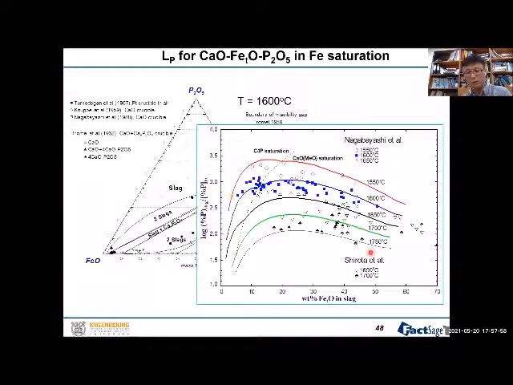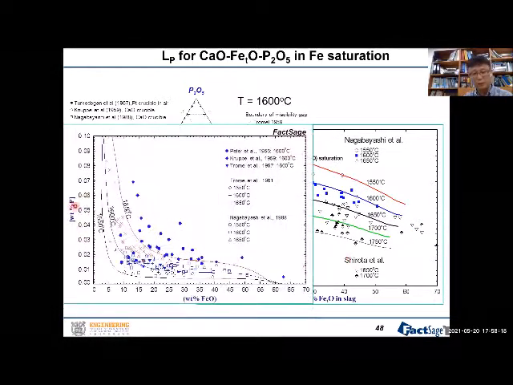And all this data with a different temperature in the wide range of composition can be very well predicted. We didn't fit the data. We have a slag database and we have a metallic database, and we just combine them together to do the calculation, and then we can get a very accurate reproduction of the real process data.